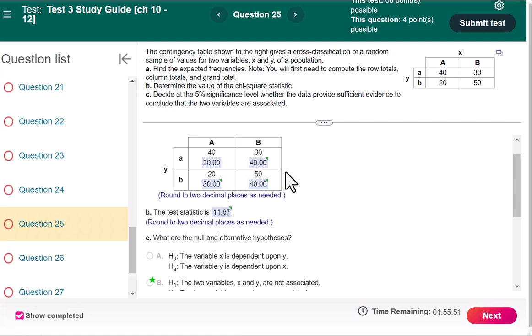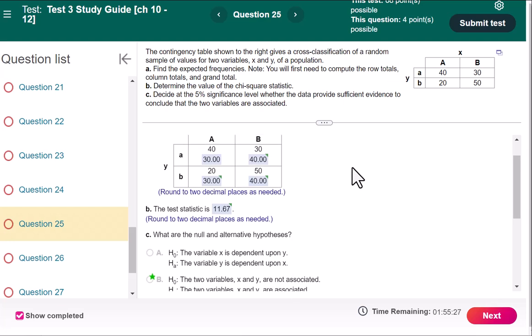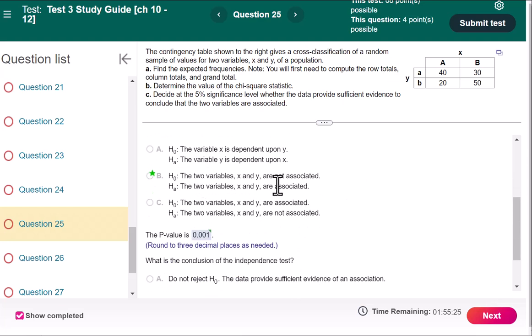Now we're back to 12.2. The contingency table shown to the right gives a cross-classification of a random sample of values for two variables, x and y. Find the expected frequencies. Determine the value of the test statistic. Decide at the 5% level whether the data provides sufficient evidence to conclude that the two variables are associated. Associated means related. So your null hypothesis, guys, will be the variables are not associated, they are independent, and the alternative will be they are associated.